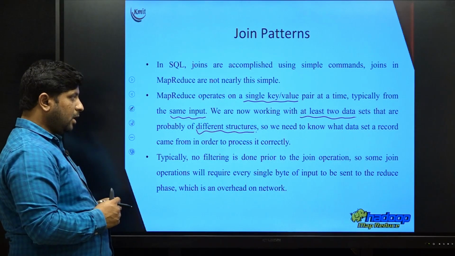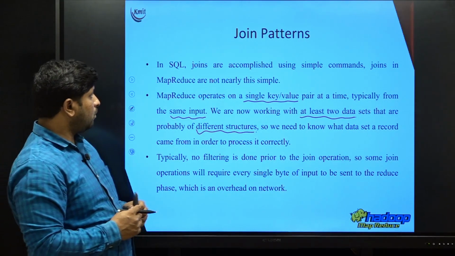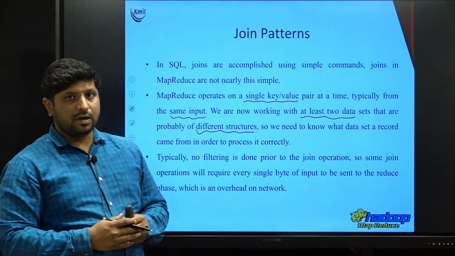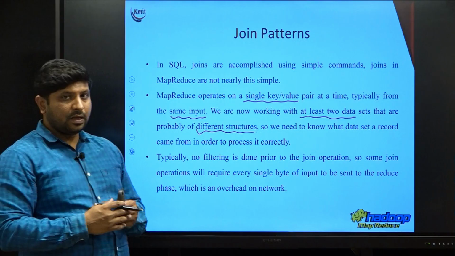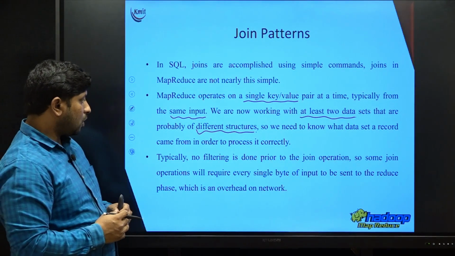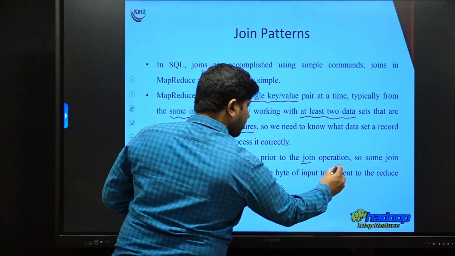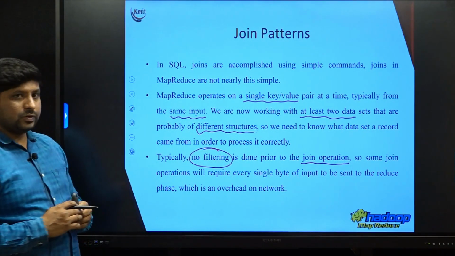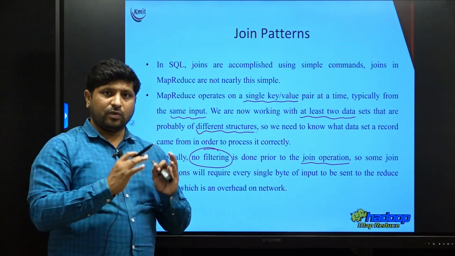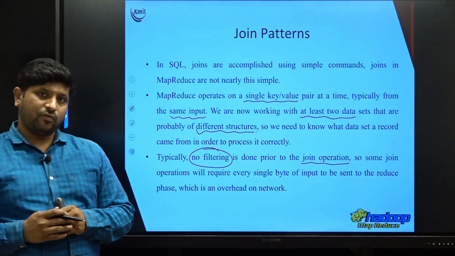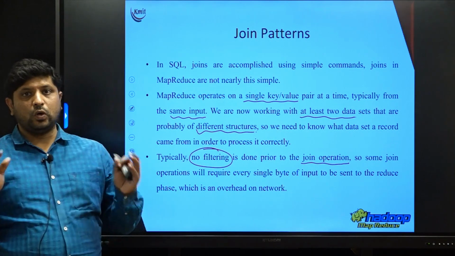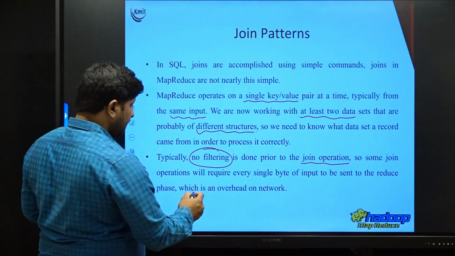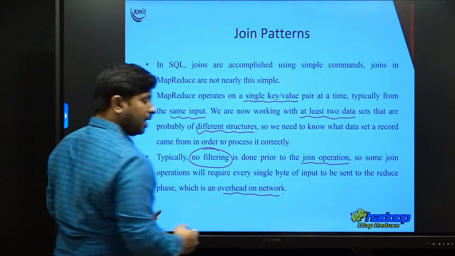So to make it work, we are going to design a pattern through which we can perform joins in MapReduce. Prior to applying join operations, we are not going to filter any data. So if one data set is 1 terabyte and the other is 1 terabyte, then we have to apply joins on 2 terabytes of data, which is burdensome for the network, where overhead is going to be generated.